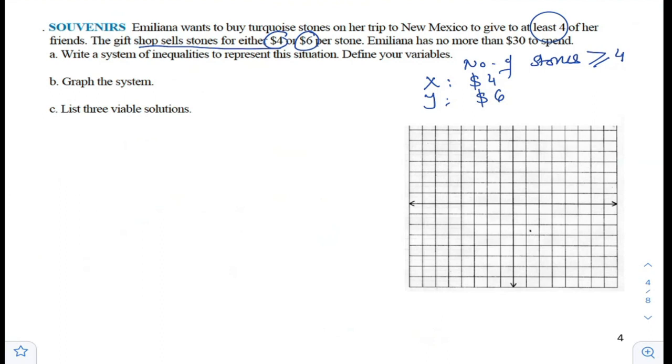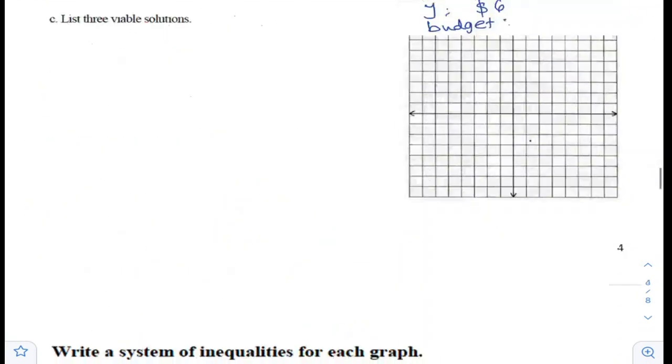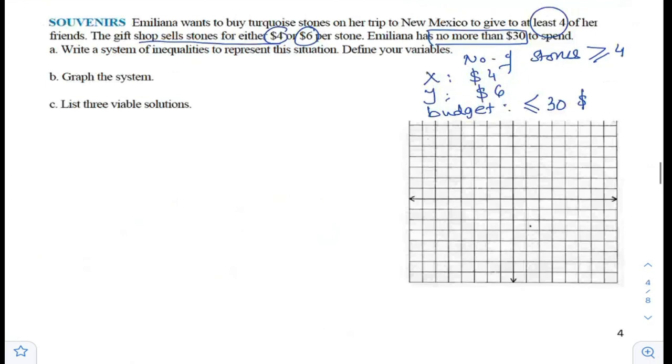Emiliana has no more than $30 to buy. So the budget, the money, no more than means it should be what? Less than or equal to $30. The maximum amount that can be reached is $30 to spend. Write a system of inequalities to represent this situation. Define your variables. So let's see here. What is the easiest inequality that we can reach?